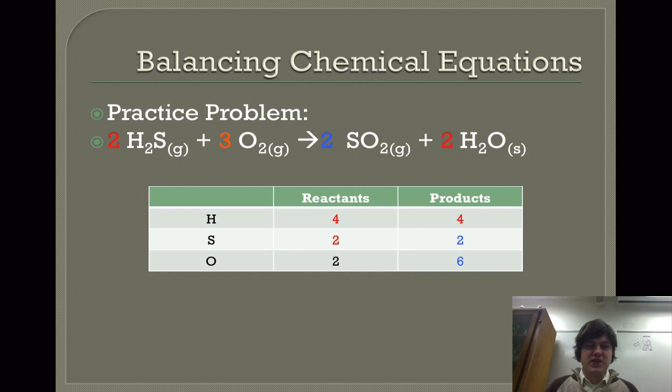If we place a 3 in front of the oxygen, that changes the number on the reactant side to 6. Now we can look at our chart, verify that all of the components are balanced. We need to consider, is this the lowest possible whole number ratio for all of these coefficients with 2, 3, 2, and 2, and I believe that it is. And we confirm that we now have a balanced chemical equation.